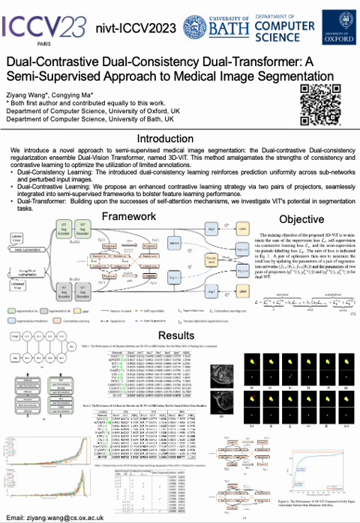We propose an enhanced contrastive learning strategy via two pairs of projectors, seamlessly integrated into the semi-supervised framework to boost feature learning performance, which acts on image-level feature maps and explores both labeled and unlabeled data via comparison between weak and strong augmentations. For dual vision transformer, the third contribution, we are motivated by the success of self-attention mechanisms.